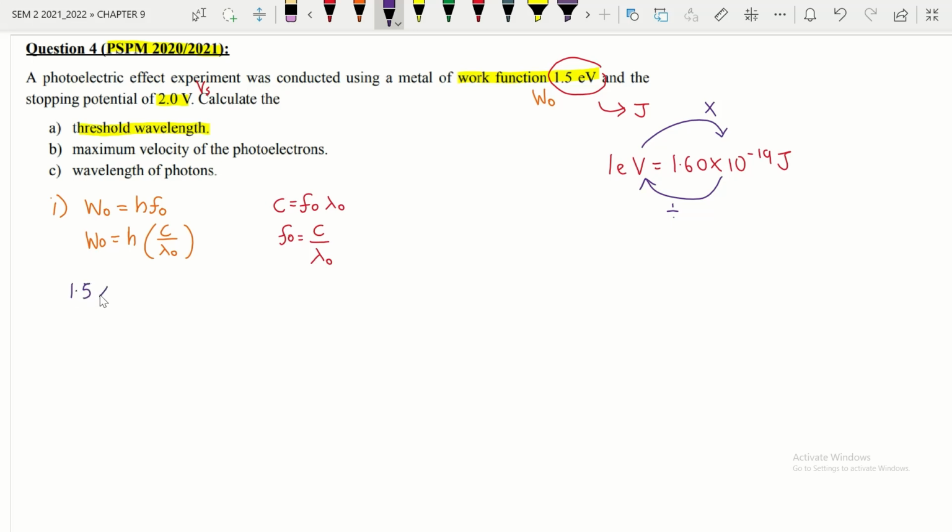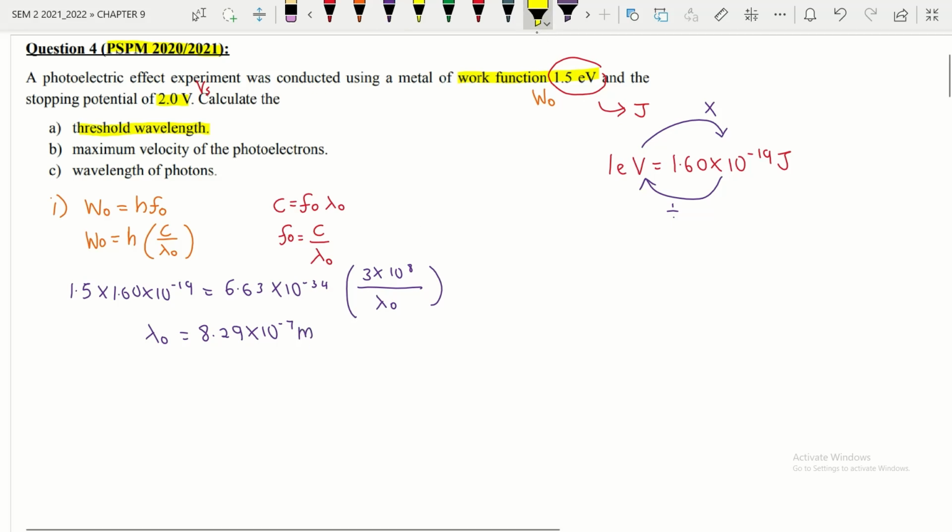So 1.5 times 1.6 times 10 to the power of negative 19 equals Planck constant, you can get from your list of constants, times 10 to the power of negative 34, the value, and speed of light also you can get from the list of constants, the value, and divided by the threshold wavelength. So when you press the calculator, you will get your threshold wavelength 8.29 times 10 to the power of negative 7 meter.